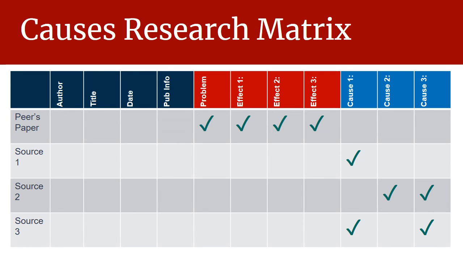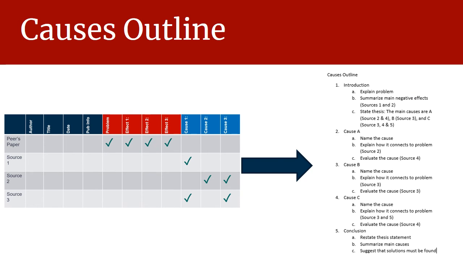So your goal from last week was to create a causes research matrix. You found your peers' paper and at least 3 other sources. You identified what they had to say about the problem, the effects, and what they may have said about the causes. Now you're going to take that matrix and create your outline. And every time you plan your outline, you must make sure that you have at least one source that supports each paragraph.